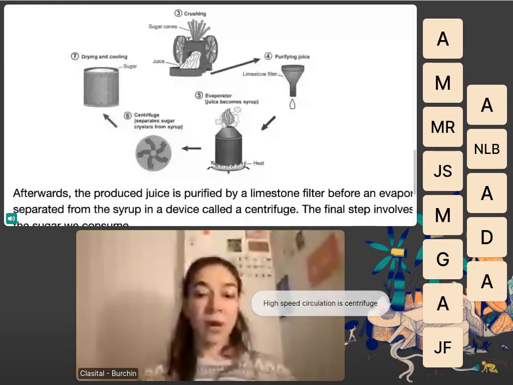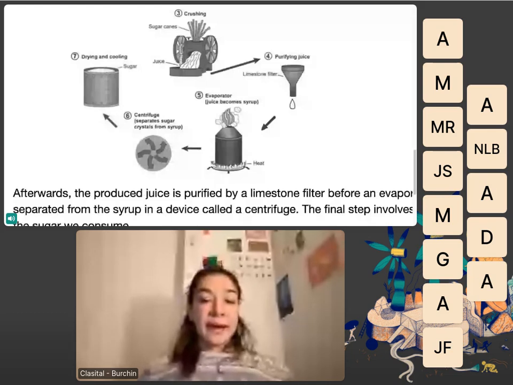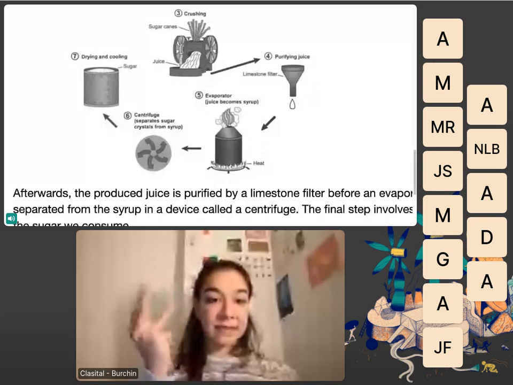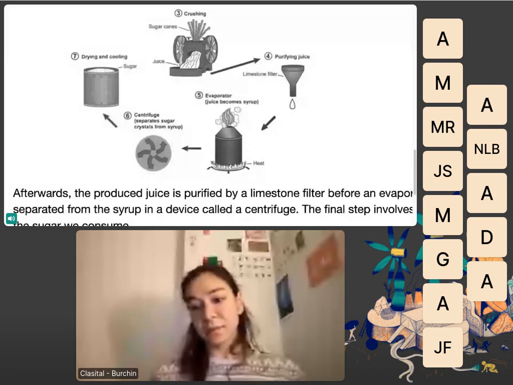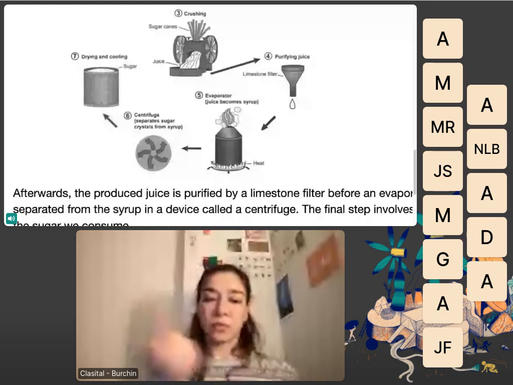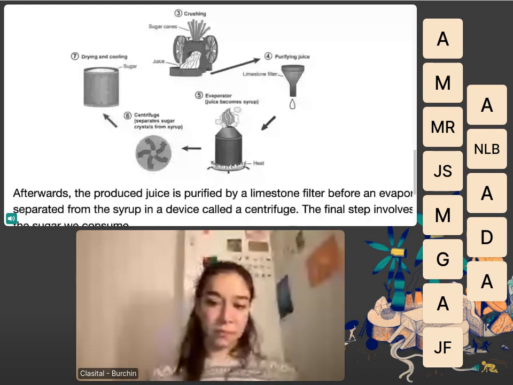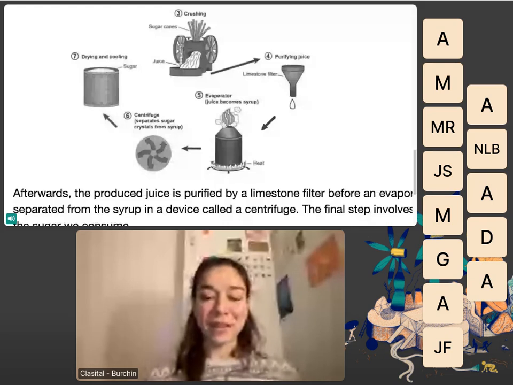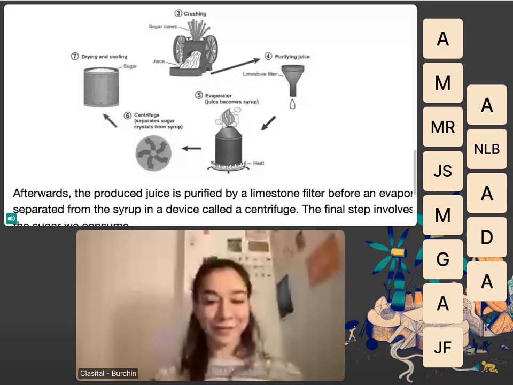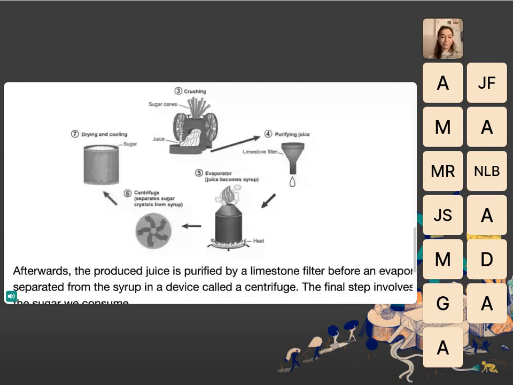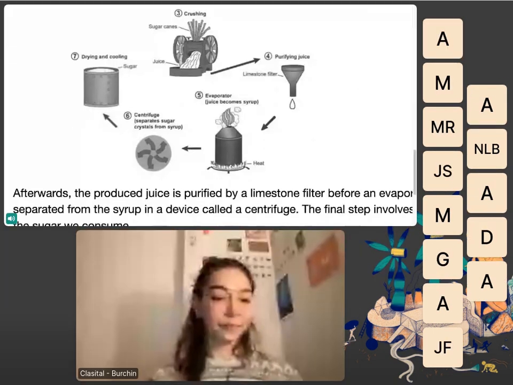about the fourth, fifth, sixth, and seventh steps. Write me a high speed circulation like this. Centrifuge is very similar. We have a very similar word that has the same meaning. Yes, write me another body paragraph. I will wait. Careful about the grammar.